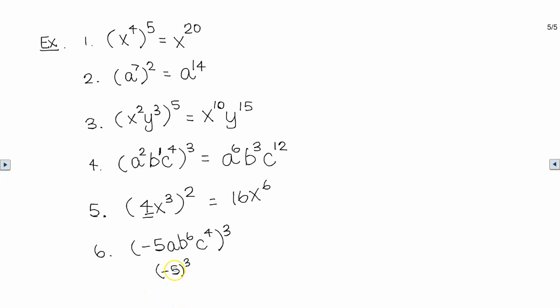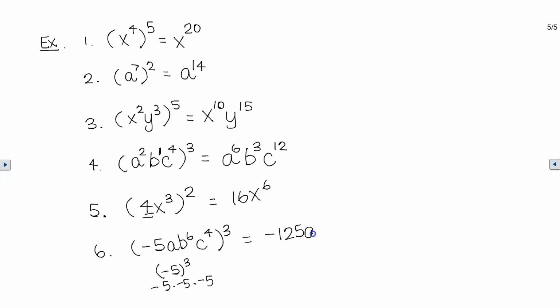That means to repeat -5 3 times in a multiplication problem. So that means -5 times -5 times -5. If you multiply that out, you will get -125. So with the coefficient, we do what the problem says. Now we need to use our power to a power rule. So what we're going to do now is multiply exponents, and we're going to have to do that for a, and then for b, and then for c.